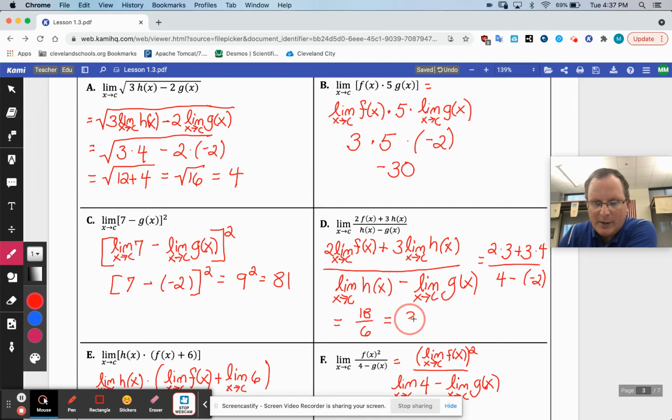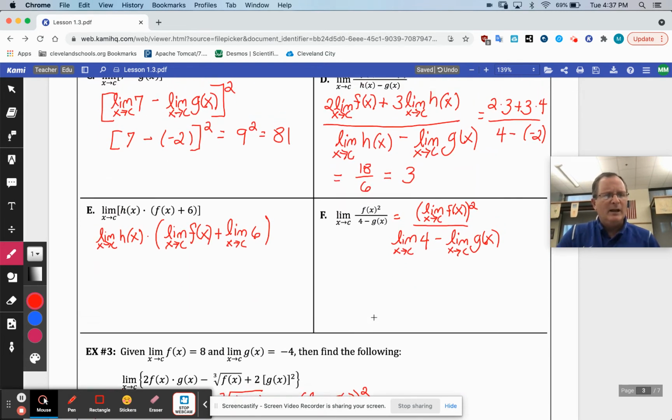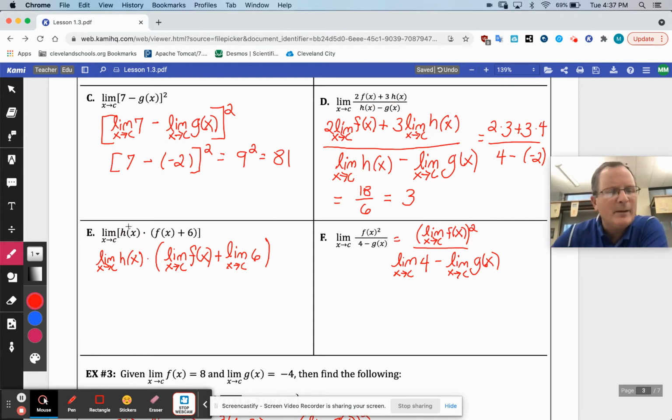And that simplifies to 3. Okay, so that one worked out pretty good. All right. On the next one, we have a product of one single limit and then the sum of 2.